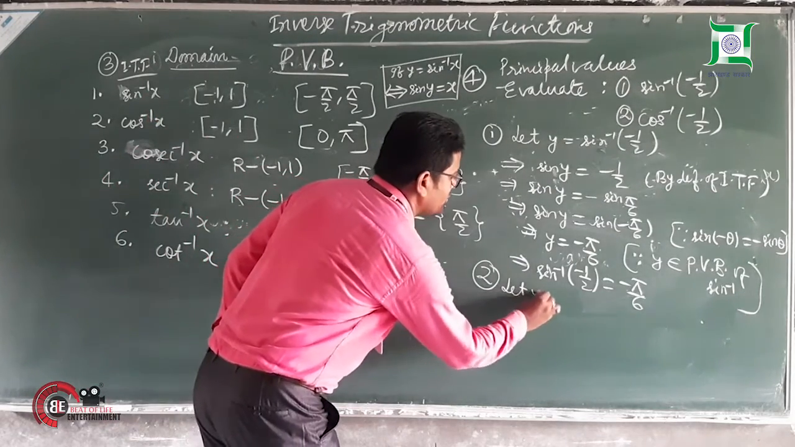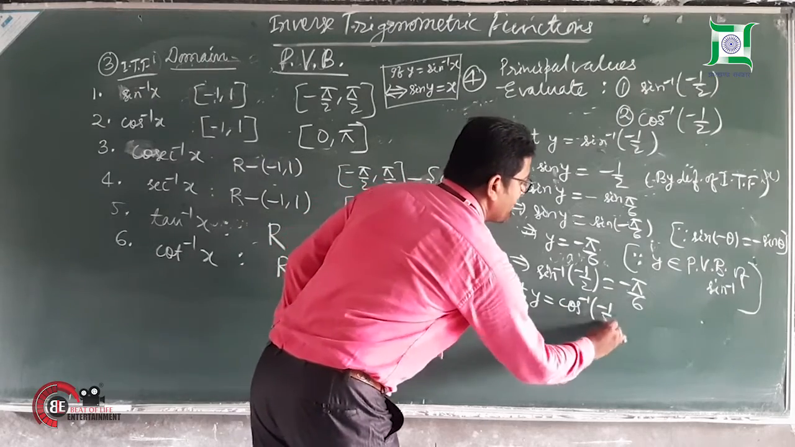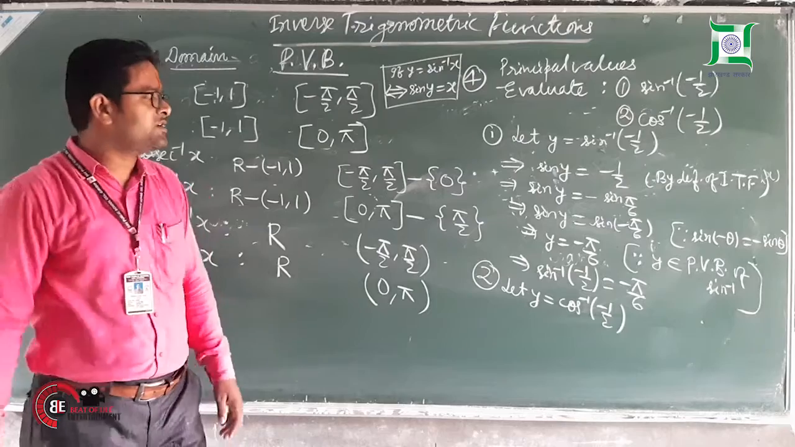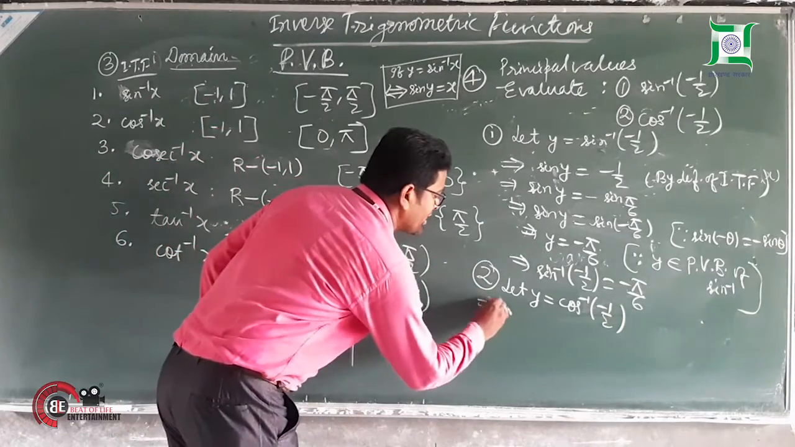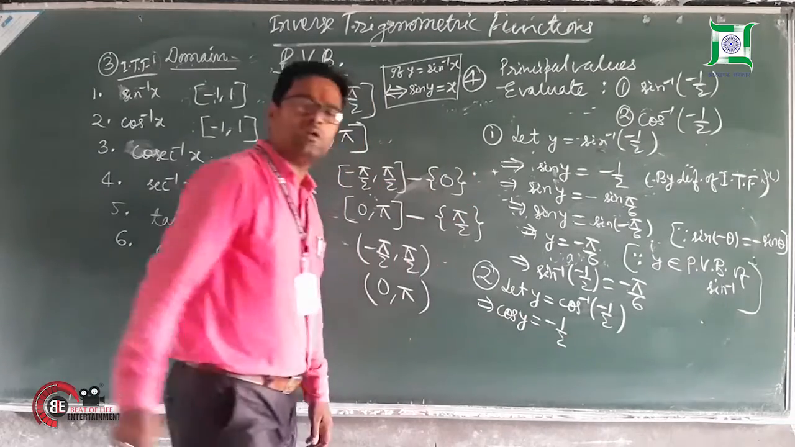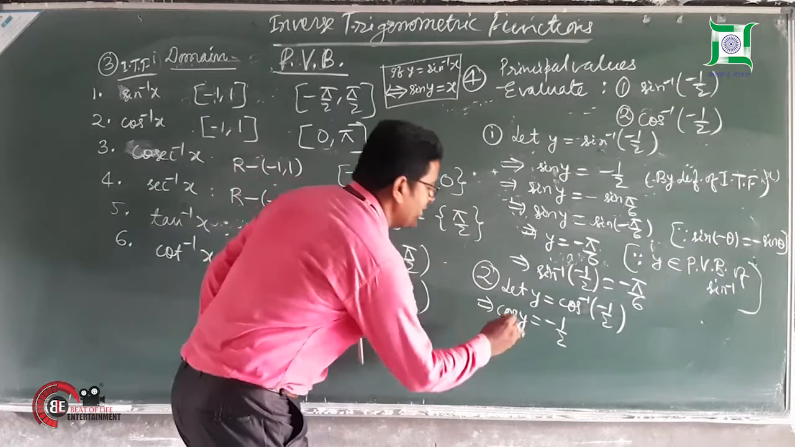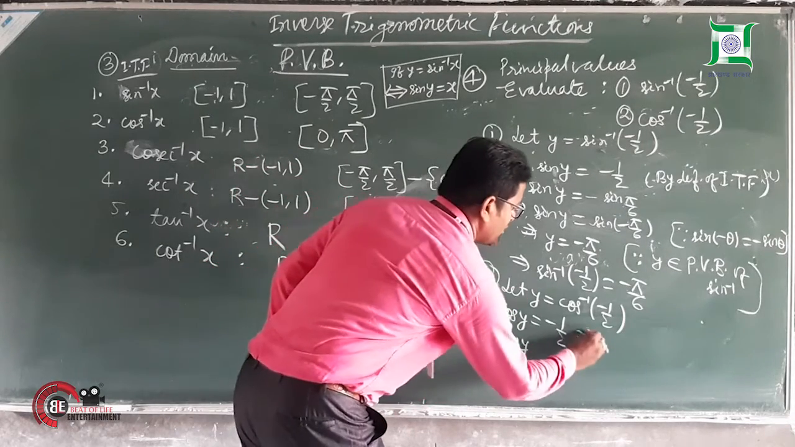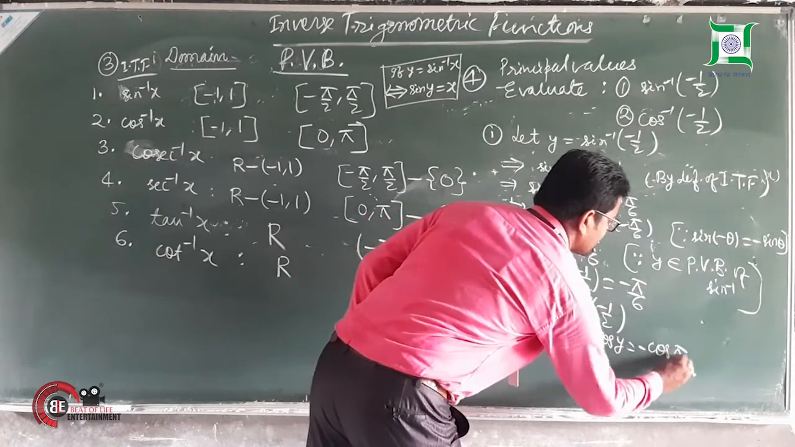Let y is equal to cos inverse minus 1 by 2. Now how will you convert them? Can you write it as cos y is equal to minus 1 by 2? Now see, cos theta becomes negative. When will it be negative? Cos y, you can convert as cos y is equal to minus cos pi by 3.